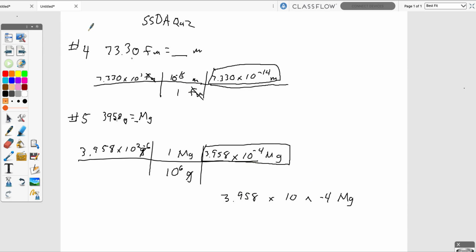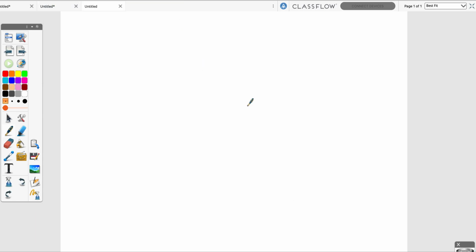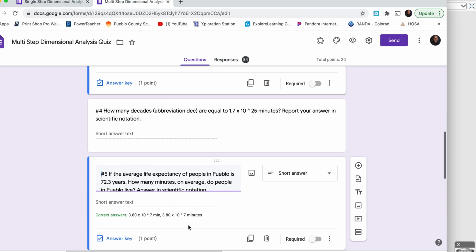So now what I'm going to do is add another chart here, and this one is multi-step. So MS, multi-step dimensional analysis quiz, and this is going to be number 1. Some of you fast forwarded to this time in the video, but that's okay, because if you got the first part, that's fine. It's the second part that's catching some of you guys up.